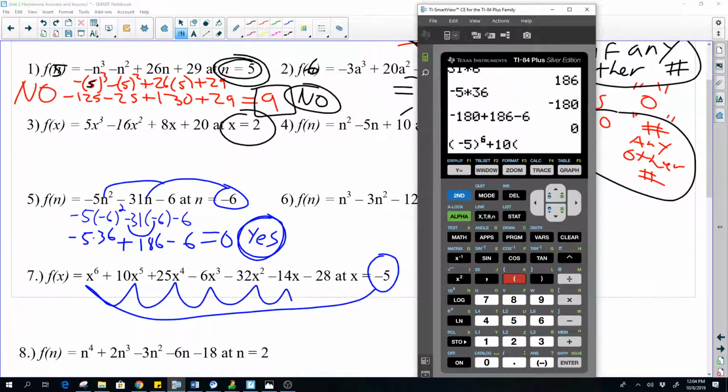And so 10, we do another negative 5 again, everywhere we see an x. So to the 5th power next, that's it. Then we do right arrow. Then we're going to go ahead and do plus 25 next, times negative 5 again, to the 4th power this time. Then we do right arrow. Don't forget your right arrow.